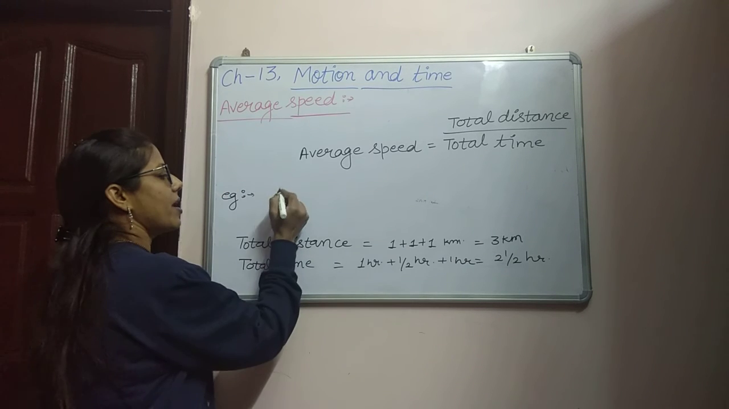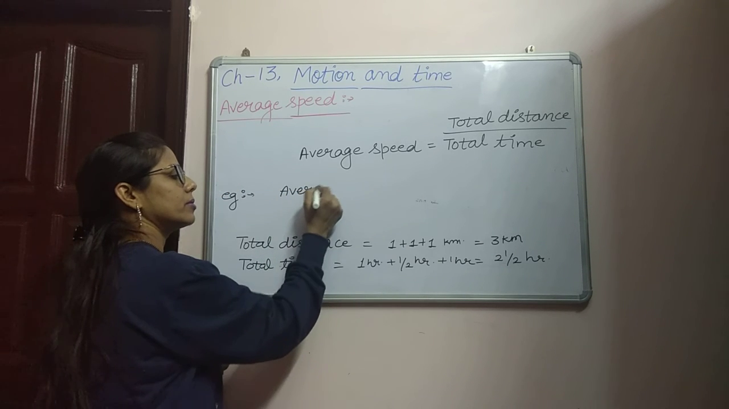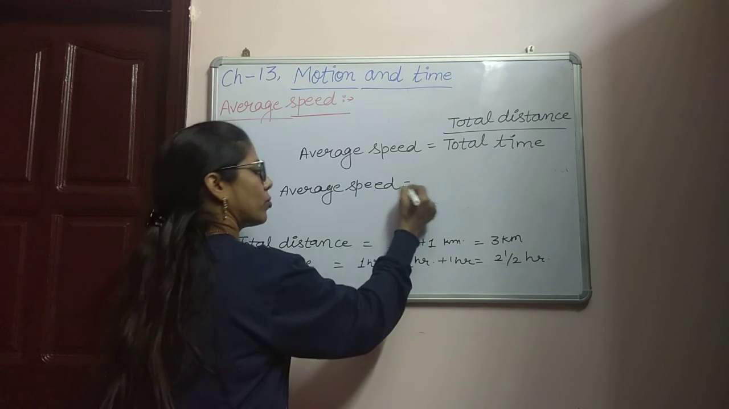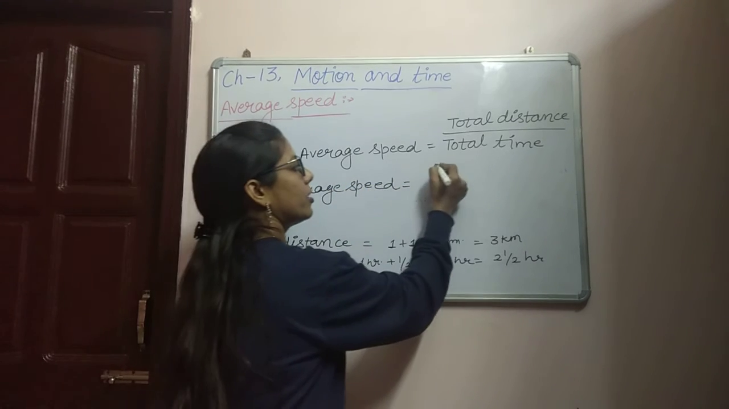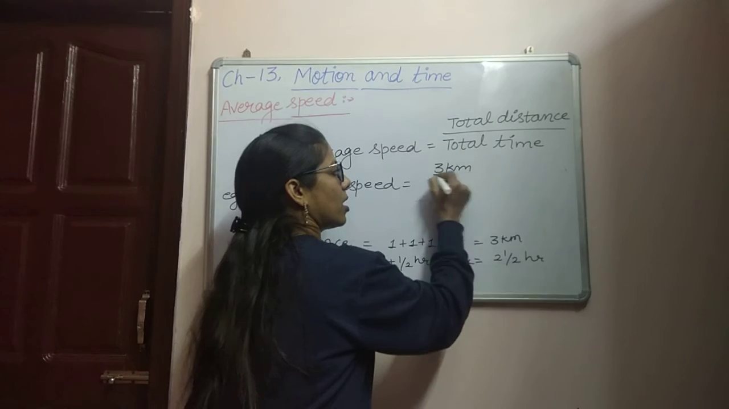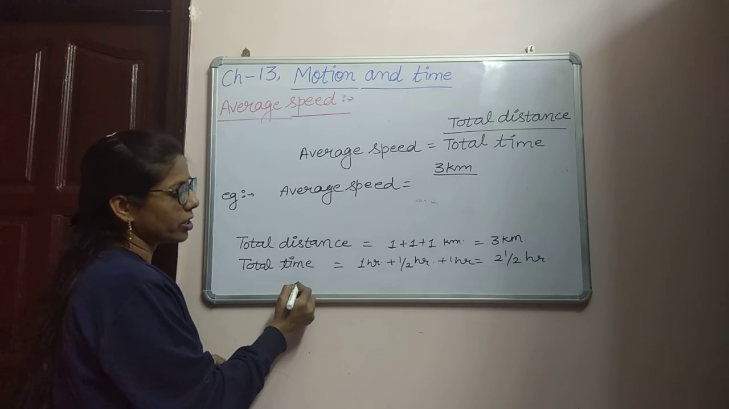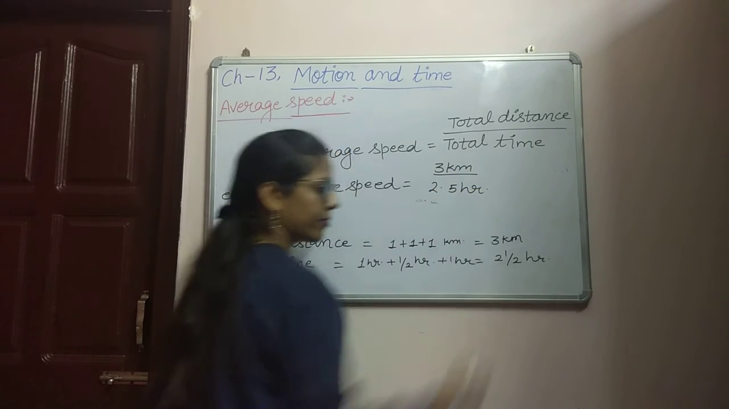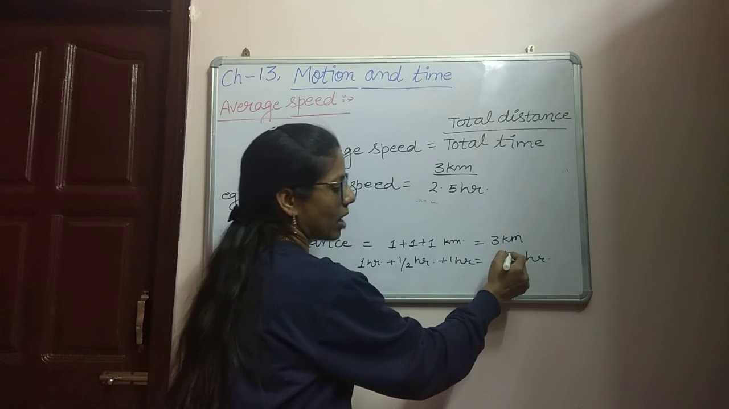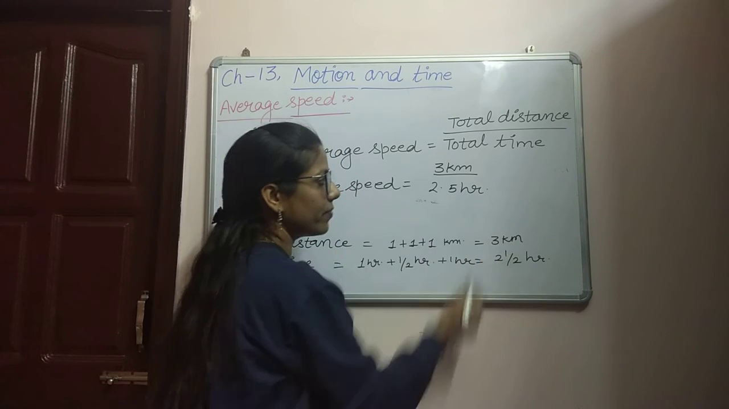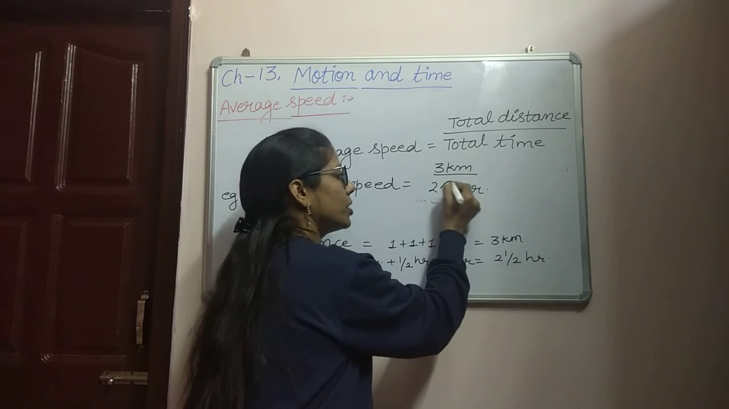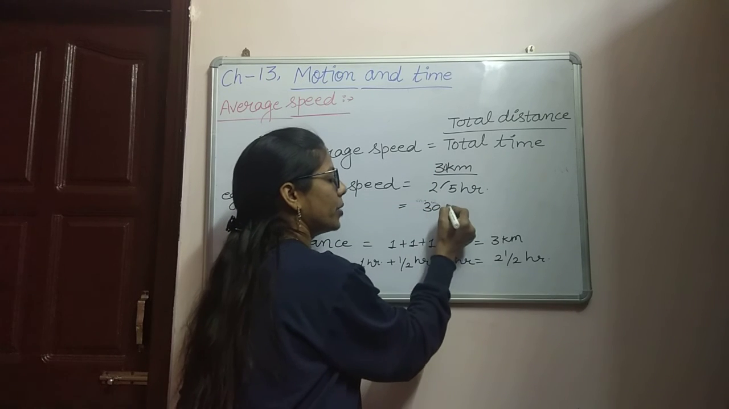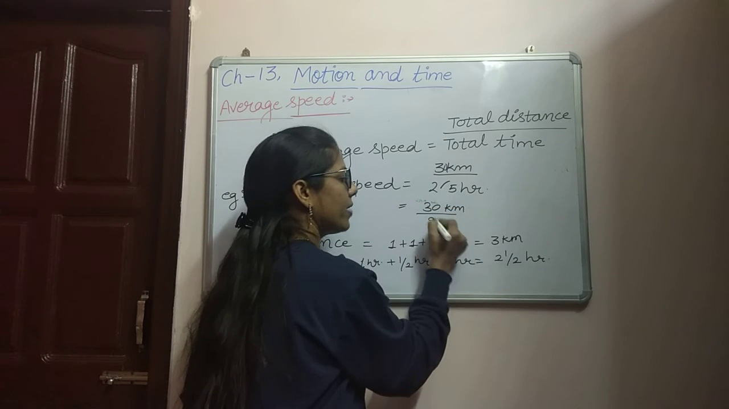Now we can calculate the average speed of this object by placing these values in the formula. So average speed: now we have calculated the total distance, it is 3 kilometers, and we have calculated the total time, it is 2.5 hours. We can write 2.5 hours like this. So if we remove this point, now it will be 30 kilometers divided by 25 hours.